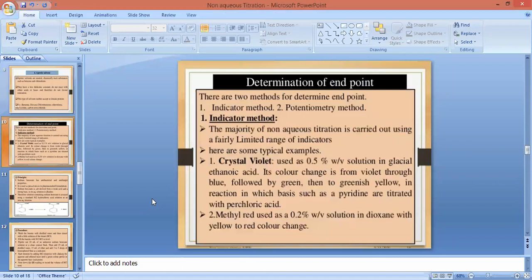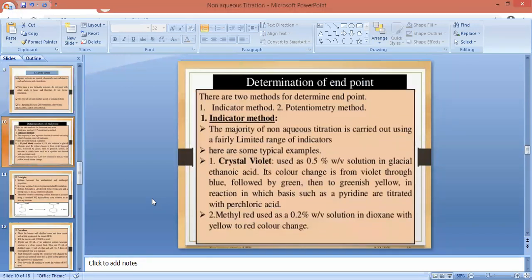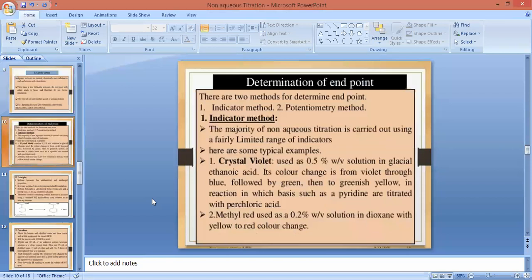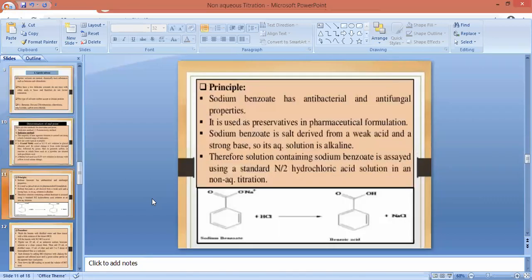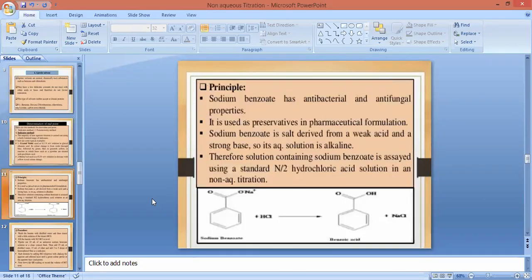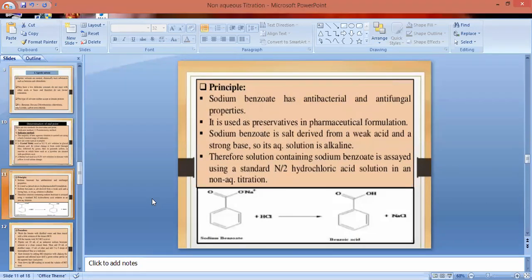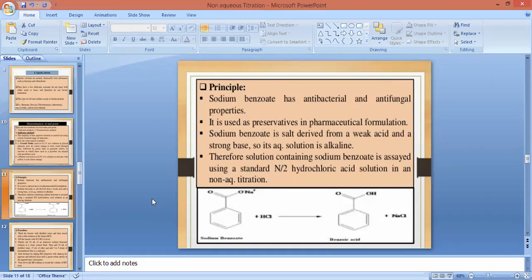Next is the determination of endpoint in case of non-aqueous titration. Endpoint can be determined by indicator method and potentiometric method. In potentiometric method, with the help of electrodes we can determine the concentration of analyte. In case of indicator method, two indicators, particularly crystal violet and methyl red, are used for determining the endpoint of titration. Next, we are going to find out the concentration of two drugs by non-aqueous titration, that is sodium benzoate and ephedrine hydrochloride.